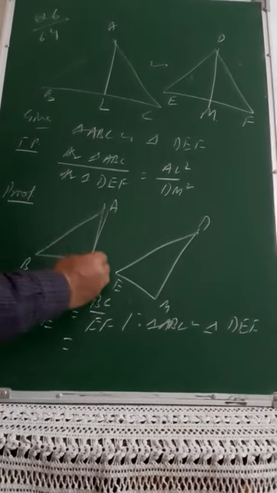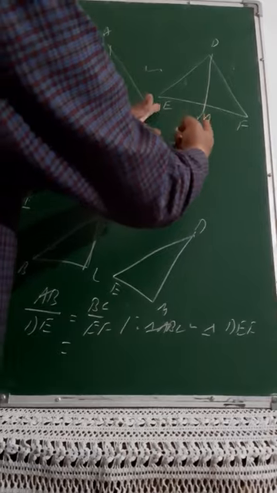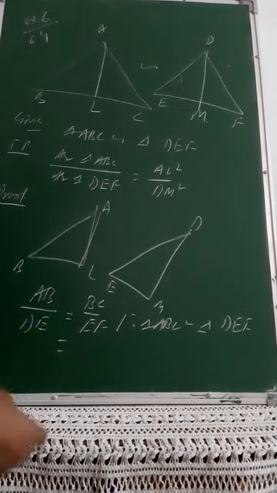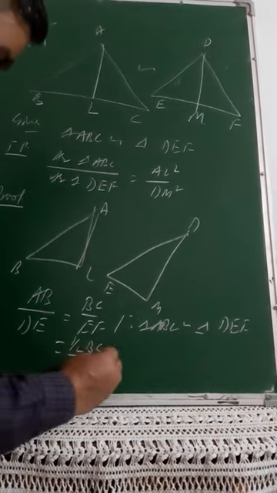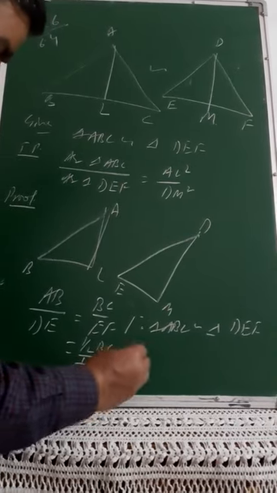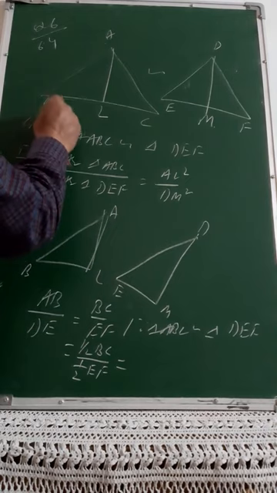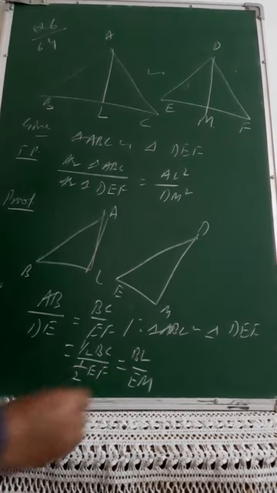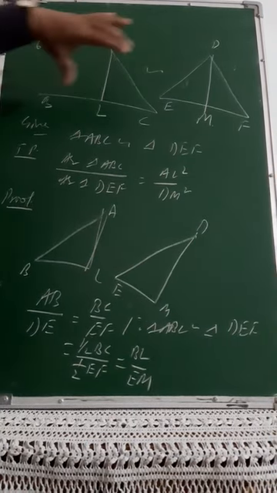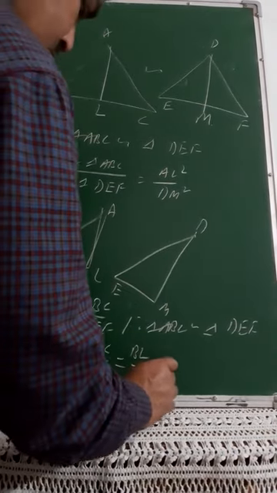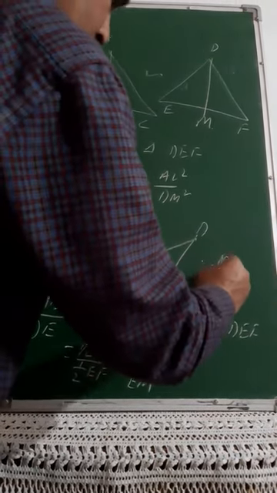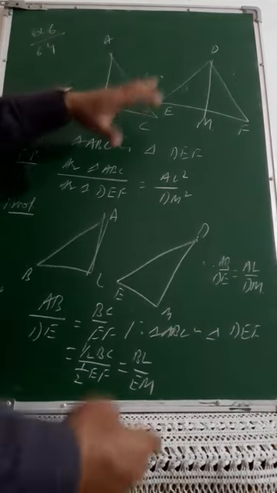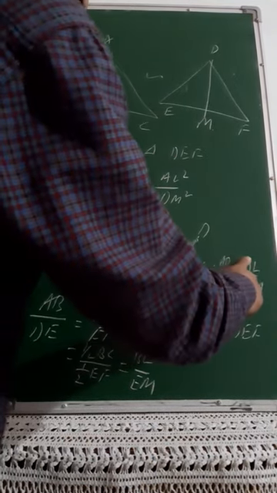So here I am looking for BL, and I know that BL is half of BC. Similarly EM is half of EF. Why? Because L and M are the midpoints, as AL and DM are the medians. So half of BC I can write is BL, and half of EF I can write is EM. So now AB upon DE is equal to BL upon EM.